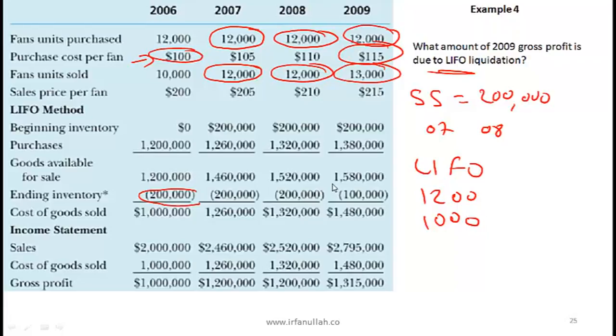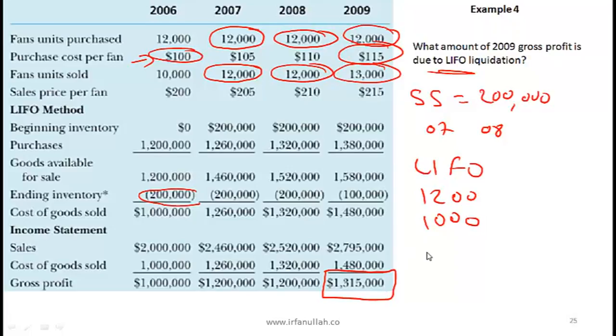Okay, now what is the impact of this LIFO liquidation? So what part of the profit, and hence what part of the profit margin, is coming because of LIFO liquidation? So 15 per fan. Yeah, 15 per fan. So now I want everybody to be able to figure this out. So the gross profit for 09 is 1,315,000. How much of this is coming because of LIFO liquidation?